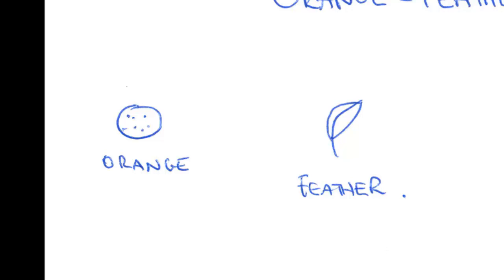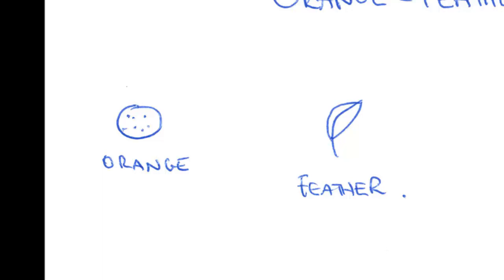Well, we know, importantly, that an orange and a feather have a different mass. They actually have a different mass, and depending on gravity, they're going to have a different weight.